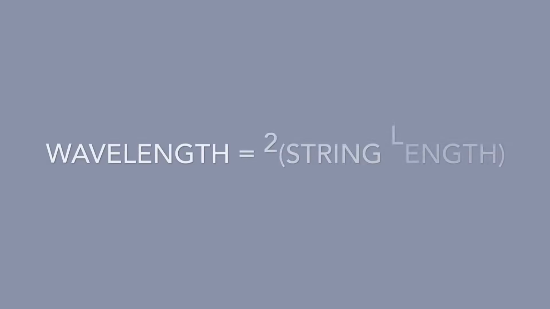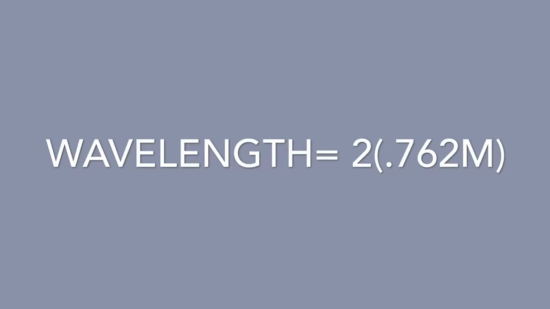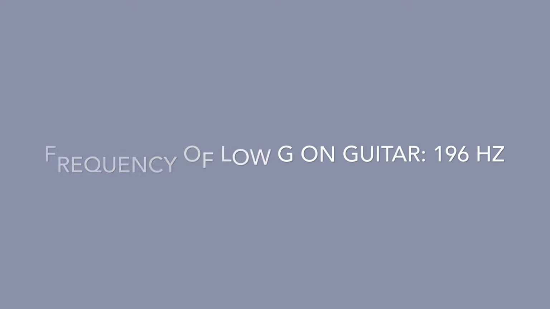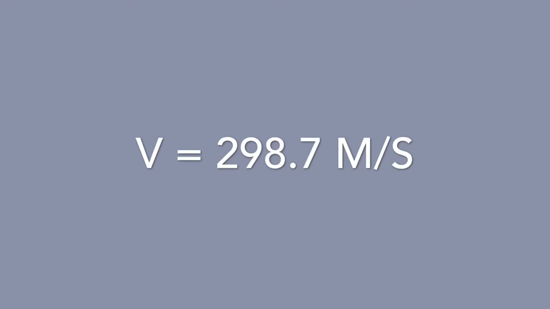The first thing we needed to do was to find the wavelength of the guitar. We did this by taking 2 times the length of the strings. The next variable we had to find was the frequency. We did this by Googling the frequency of a low G on a guitar. Next, we plugged in both of our variables into the equation for velocity, taking wavelength times frequency.